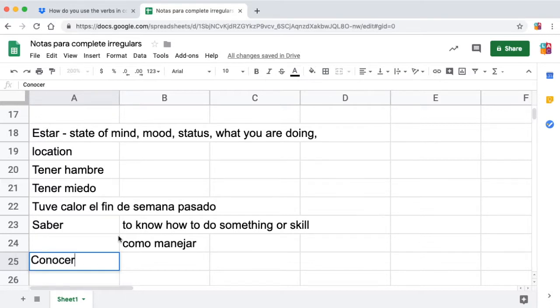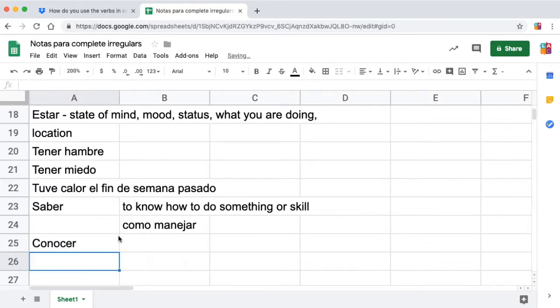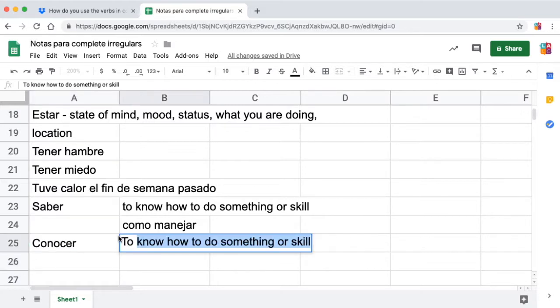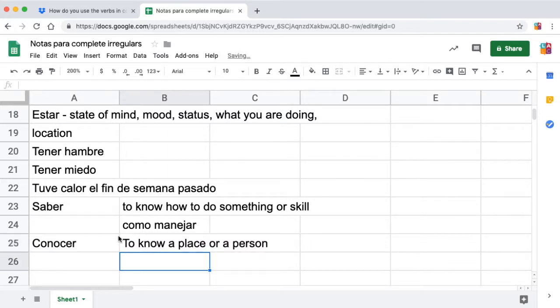Conocer, which many people confuse, is a regular one in past tense, conocí, conociste. It means to know a place or a person, or to meet them for the first time.